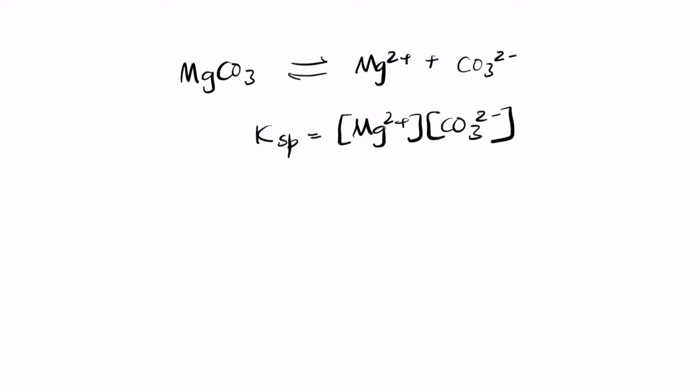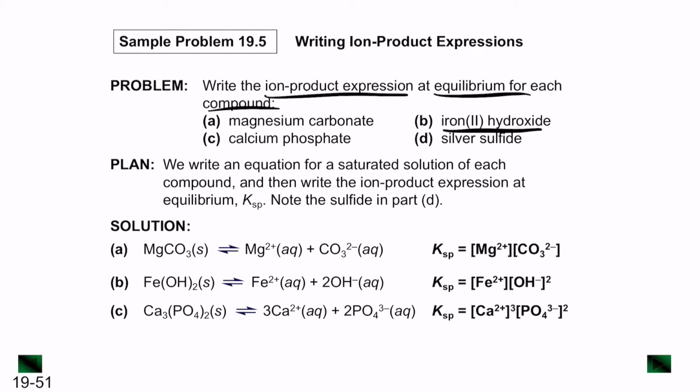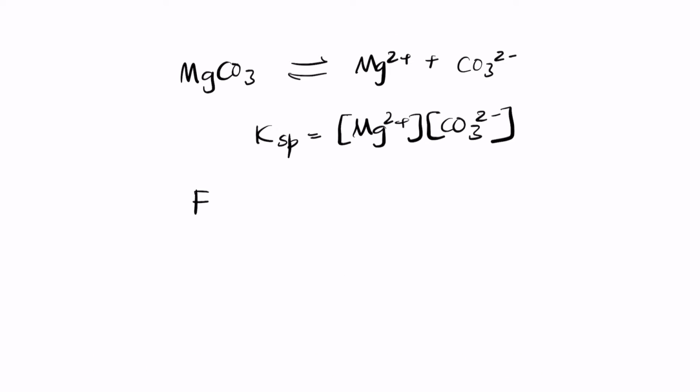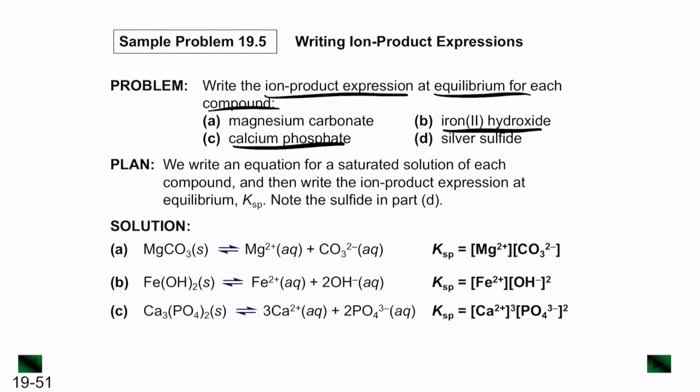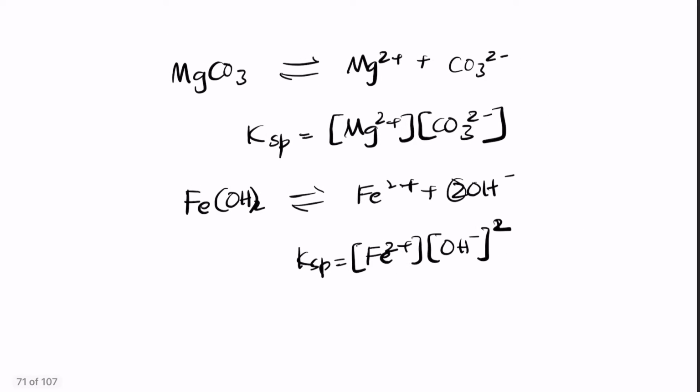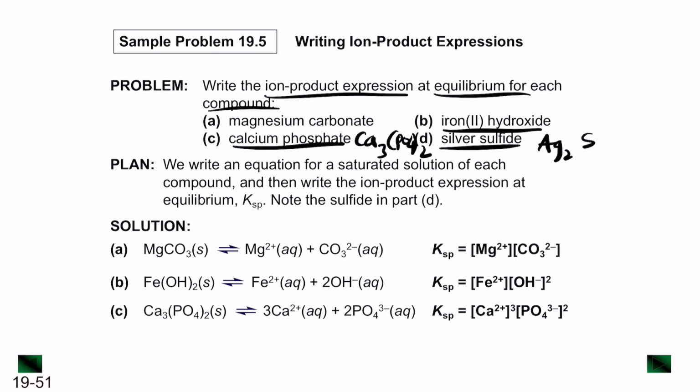That's it. Next, the second one is iron(II) hydroxide. Iron(II) hydroxide is Fe(OH)2, which dissociates to form Fe2+ and 2OH-. Again, the coefficient goes to the power, so Ksp can be written as the concentration of Fe2+ times the concentration of OH- squared. Use the same principle, try doing it for calcium phosphate, which is Ca3(PO4)2, and silver sulfide, which is going to be Ag2S.